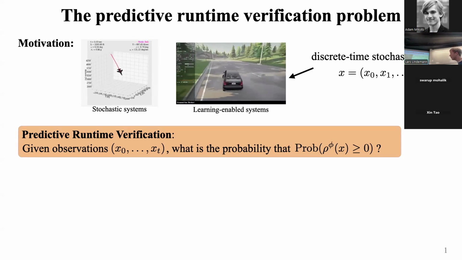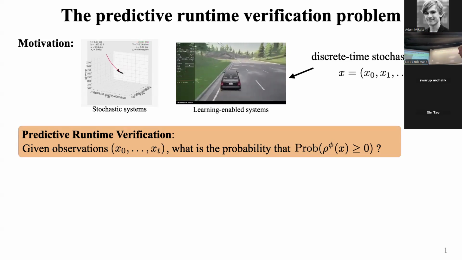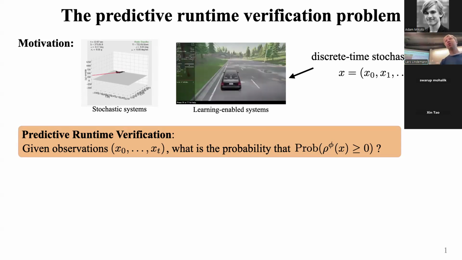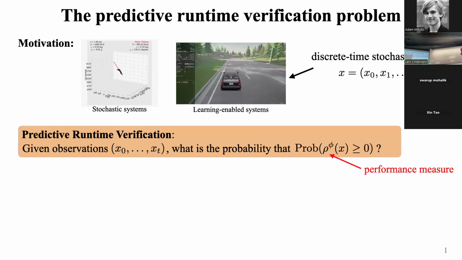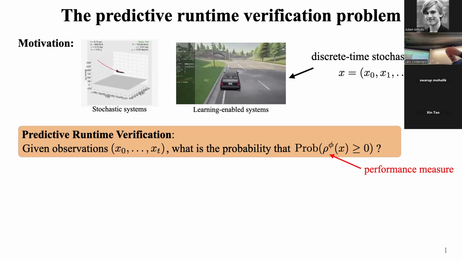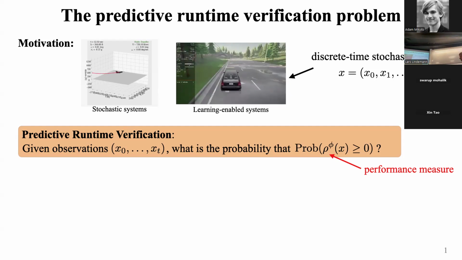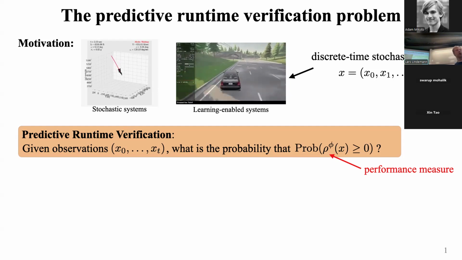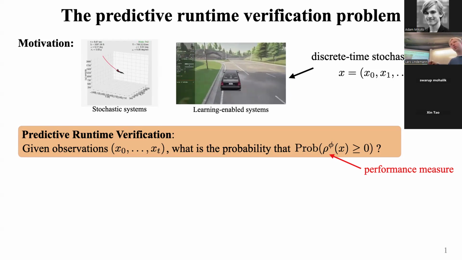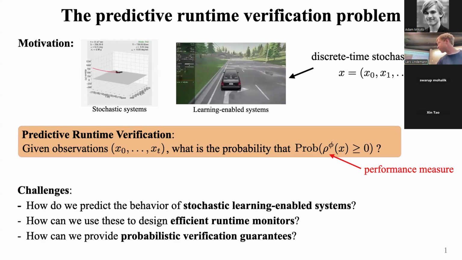And we want to compute the probability that a performance measure, rho phi, defined over this random trajectory is satisfied, so is non-negative. And I'm mentioning this is a performance measure more generally, right? It could be a reward from an RL kind of algorithm, or, for the temporal logic people here, it could be a temporal logic specification and the robust semantics associated with it, right? So it's fairly general, and we'll tailor it to temporal logics down the line.